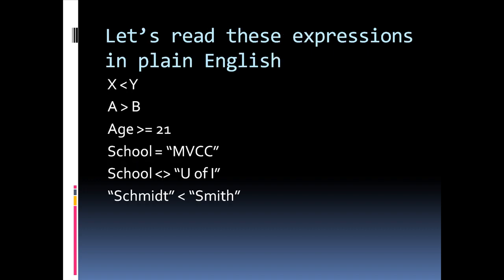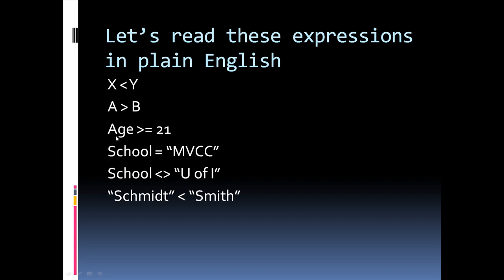Okay, so let's read some of these relational expressions in plain English. This first one here, we would say x is less than y. Why is x less than y? Well, the alligator is turning away from the x, so it must be less than y, right? We could also read that as y is greater than x. Okay, a is greater than b. Look at the way the alligator is turning towards the a.